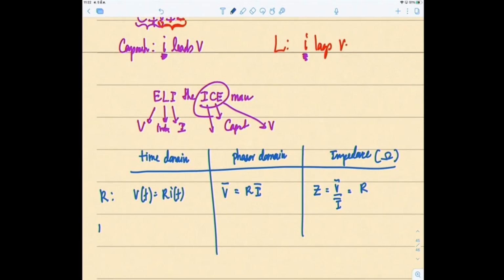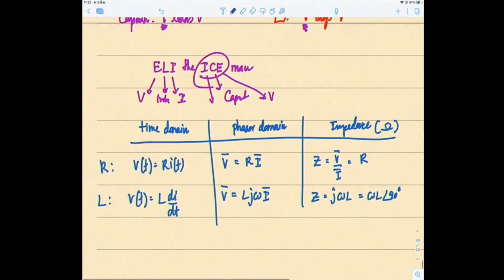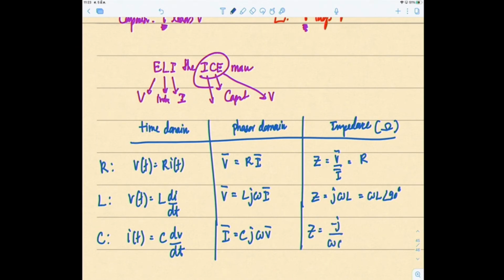For an inductor, V of t equals L di/dt. So in phasor form, phasor V equals L j omega I. For the impedance, it becomes j omega L, or equal to omega L at angle 90 degrees. For capacitor, I of t equals C dV/dt. So in phasor form, I equals C j omega V. The impedance turns out to be minus j over omega C, or equal to 1 over omega C at angle minus 90 degrees, in ohms. So this is a very useful table for you to remember for the exam.